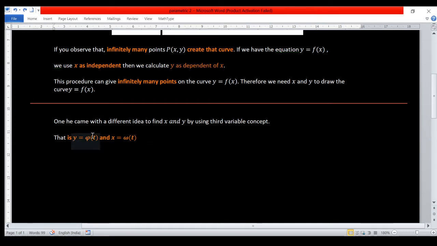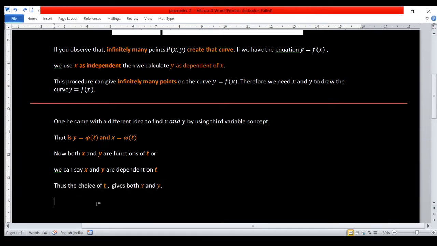That is, suppose y is a function of t. x is also a function of t. So just take it as they are functions of t. One is pi of t, another one is omega of t. So now both x and y are functions of t, or we can say x and y are dependent on t. Thus the choice of t gives both x and y.